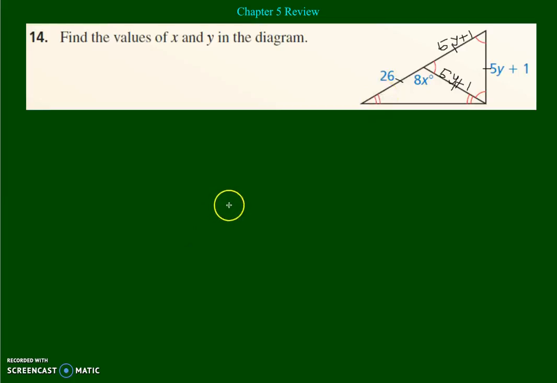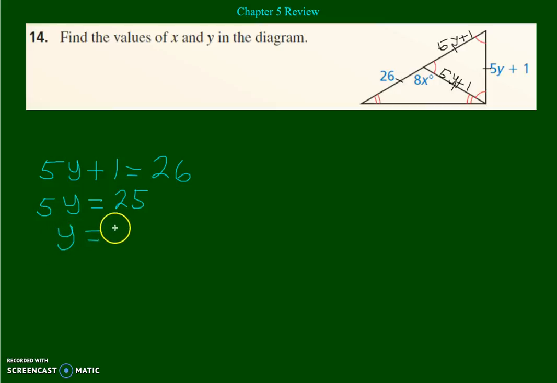So let's go ahead and use that to solve for y. So here we have 5y plus 1 equals 26. Let's subtract 1. 5y equals 25. And divide by 5. y equals 5. So that gives us the value of y.